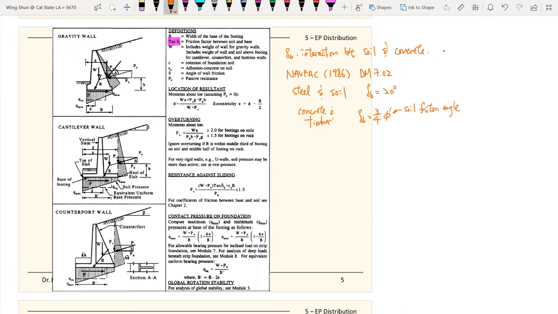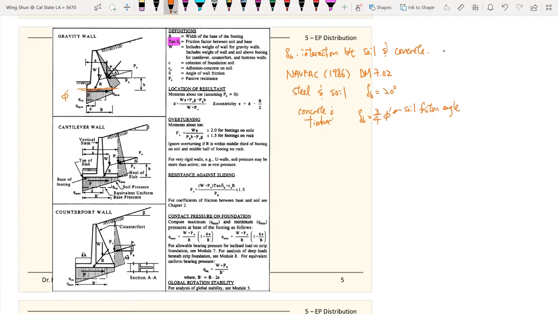Since the concrete has a smooth surface, it's just a portion of it: 3/4 times the soil friction angle. And the soil friction angle is from the subgrade soil, the soil where the foundation is sitting on. So those are the recommended values based on this reference, DM 7.02, which is from 1986.